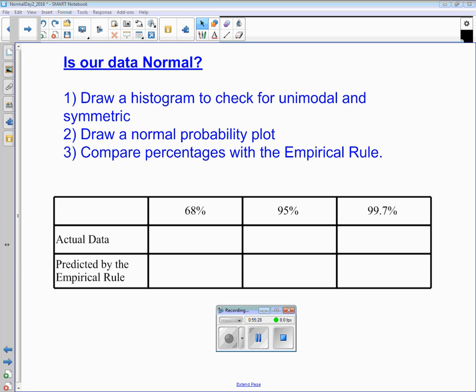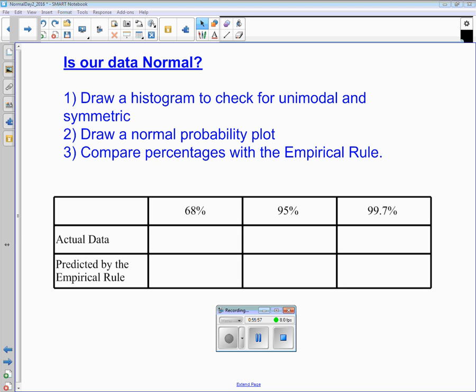So step 3 says, step 1, draw a histogram, check for unimodal symmetric. Step 2, normal probability plot. Step 3 is to compare the percentages with the empirical rule. All right. What do they mean? Well, these percentages, 68, 95, 99.7, came from the empirical rule, right? We know those numbers.